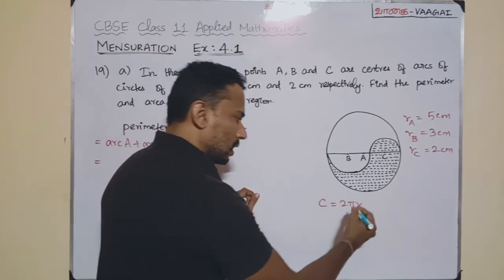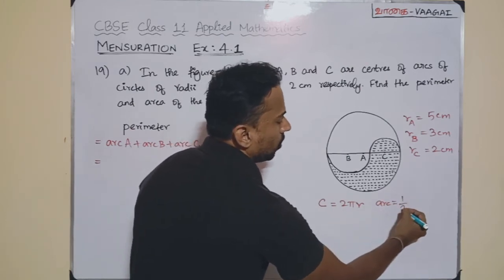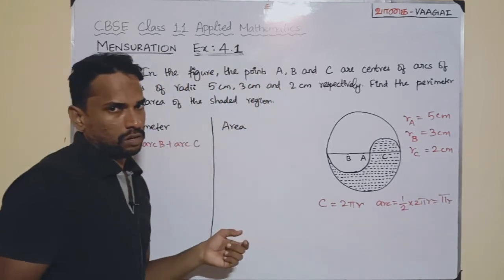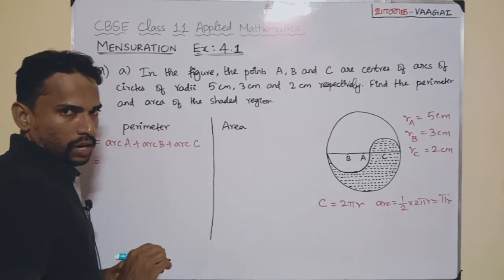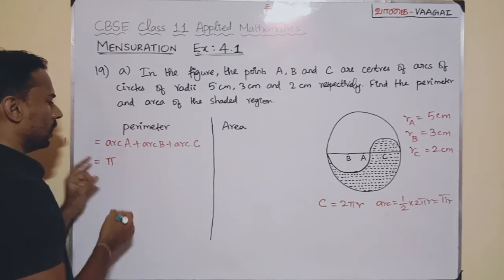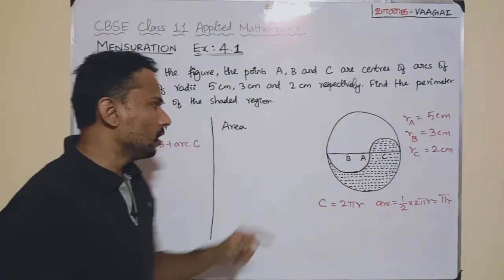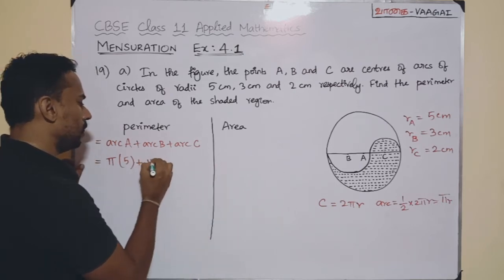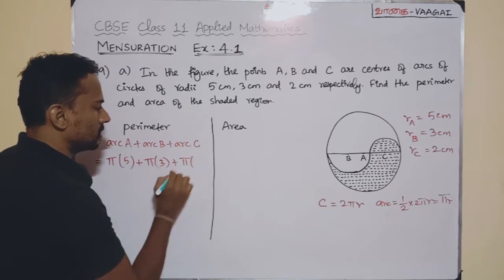Now for the semicircle, the arc length will be half of this 2 pi r. So half of 2 pi r is simply pi r only. So we will use that formula directly here, pi r. Now come here. Here arc A means pi into the corresponding radius of circle A, which we have written as RA. So pi into 5, plus arc B is pi into 3, and finally arc C, for this one the radius is 2.